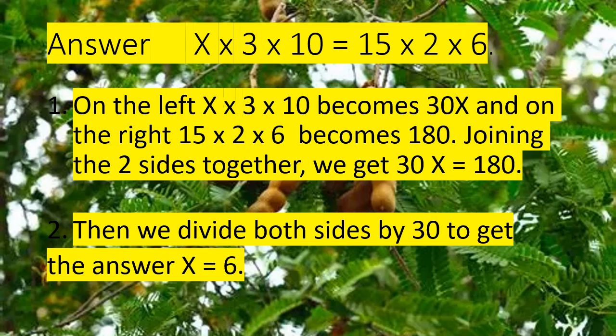So on the left, x times 3 times 10 becomes 30x. 3 times 10, 30, multiplied by x equals 30x. And on the right, 15 times 2 times 6 becomes 180. No x's there. So joining the two sides together, we get 30x equals 180. And then we divide both sides by 30 to get the answer, which is x equals 6.